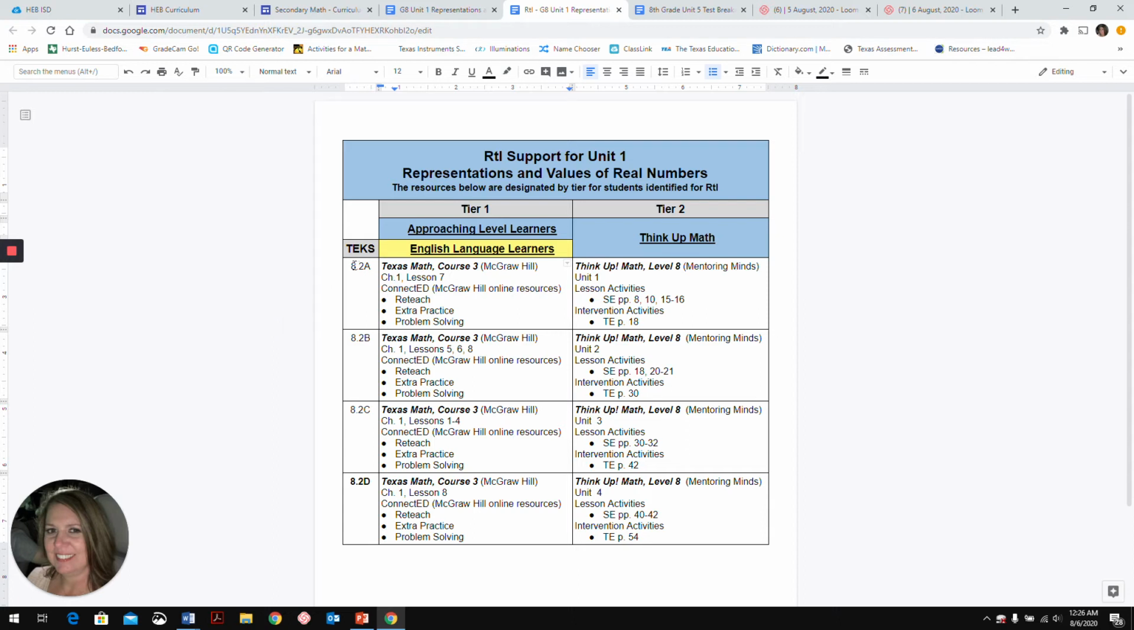Looking at TEKS 8.2a, that's Unit 1 in ThinkUp Math. Now there's lots of stuff in Unit 1, but some teachers have gone through and helped us pick out some of the very best activities. So you can look at these pages in ThinkUp Math and know that you're going to find some good choices for your Tier 2 students. Hopefully that'll save you some time. You won't have to dig through everything, but you can go right here and pick something really good very easily.